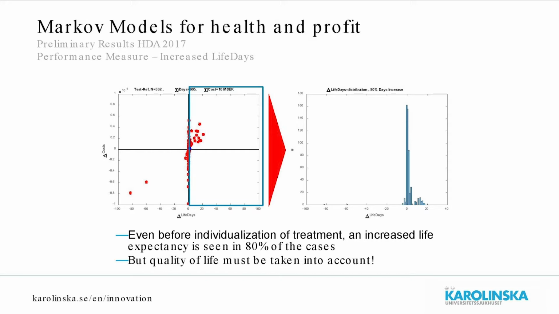And then you have the difference in life days between the two groups, two methods, on the x-axis here, and then difference in cost on the y-axis. Then you can see that each point here in the cost effectiveness plane corresponds to a patient or a small patient group actually. And 80% of the distribution is on the right-hand side of the y-axis. That is that we could have 80% increased life expectancy with this method.